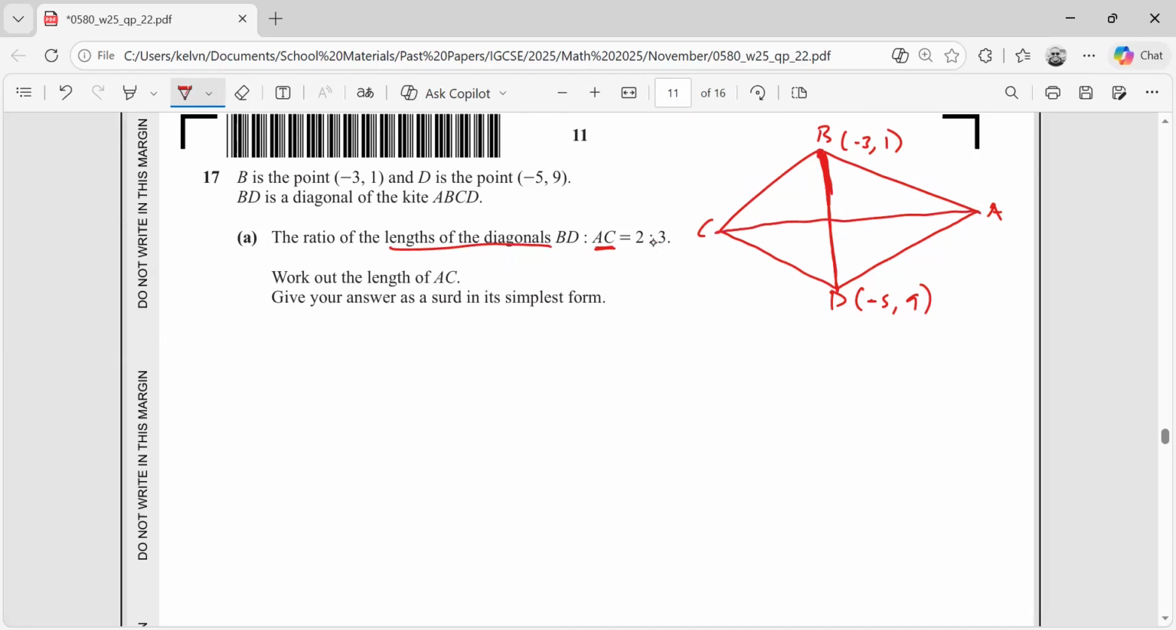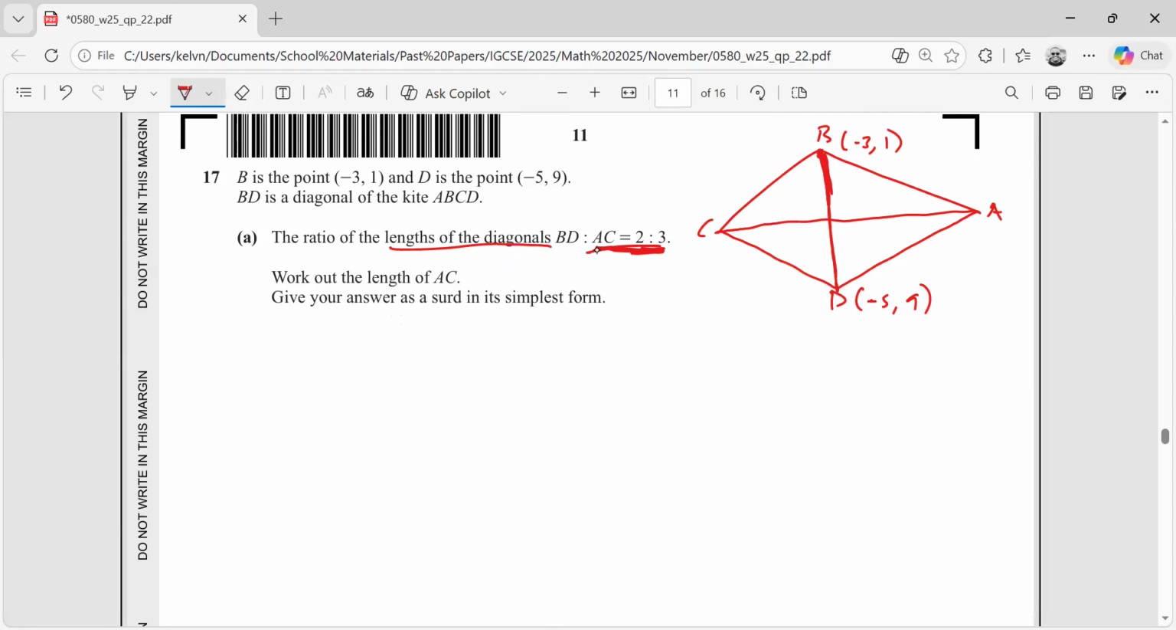Okay, and we're told the ratio is 2:3. So work out the length of AC and give your answer as a surd in its simplest form. Now, remember, if we can find the length of BD and use this ratio, it can actually help us find the length of AC, right?